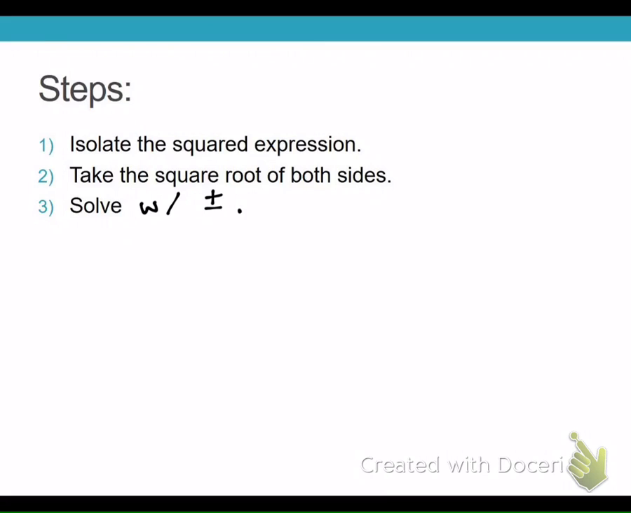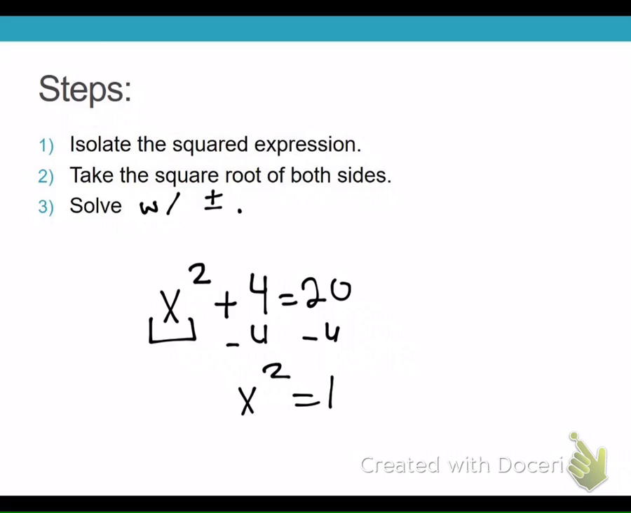All right, so when we're doing these, we solve for the x squared term. So you'll have like, let's just say x squared plus 4 equals 20, something like that. You got to get this part by itself first. We do that using inverse operations like we did the other day, right? So we'd have x squared equals 16.